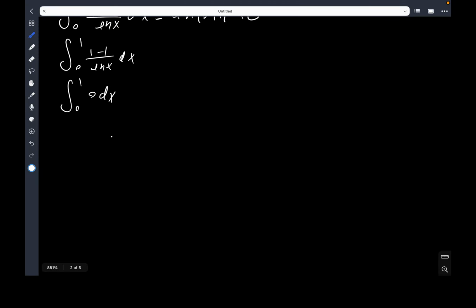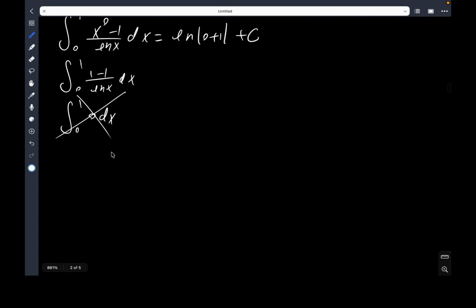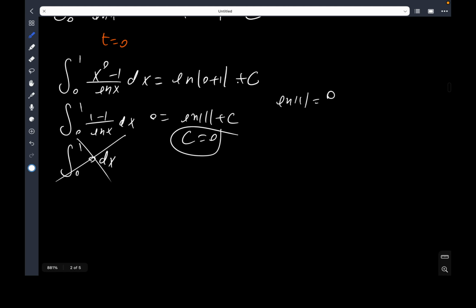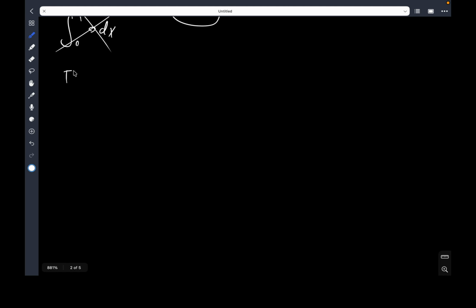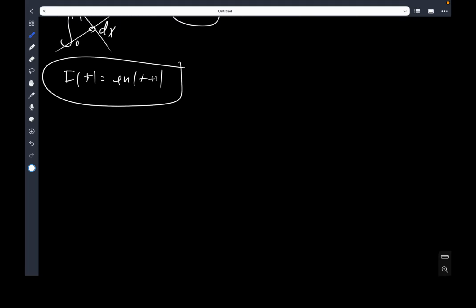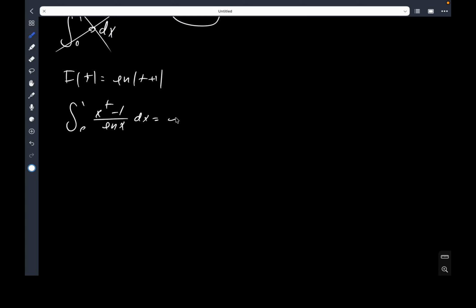It's going to be 0 to 1 of 0 dx. The definite integral of 0 is always 0. It's going to go away, which means 0 equals ln of 1 plus c. Ln of 1 equals 0, and c equals 0. The constant of integration is 0, and thus I can finally say I of t equals ln of t plus 1, which means that the integral from 0 to 1 of x to the t minus 1 over ln x dx has another form of ln of t plus 1.